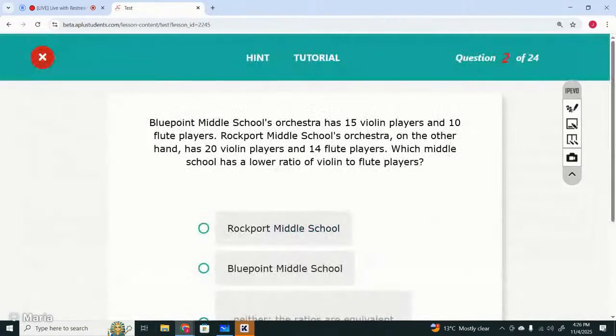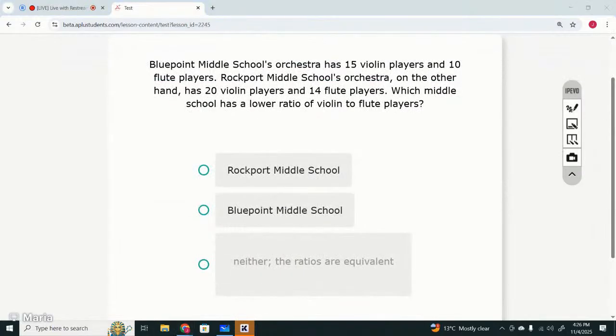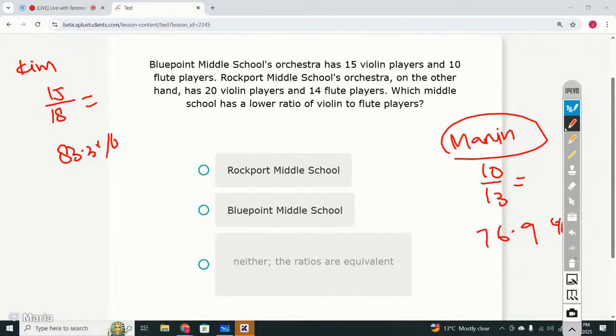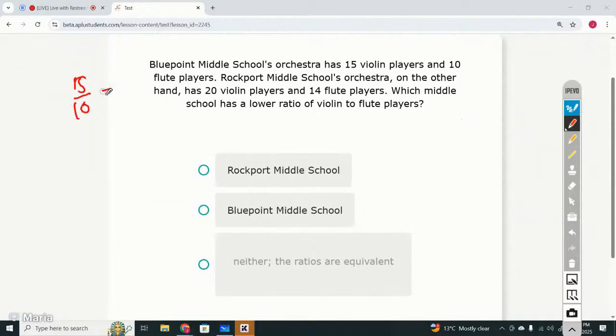Okay, the next one is Blue Point Middle School's orchestra has 15 violin players and 10 flute players. 15 violin to 10. Rockport Middle School orchestra on the other hand had 20 flutes to 14 flutes. Which middle school has a lower ratio?